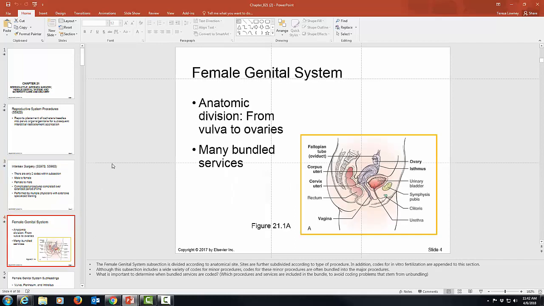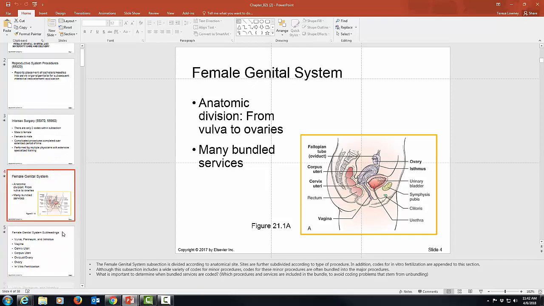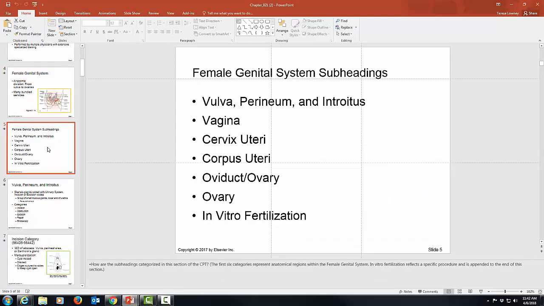The female genital system, there's an illustration here. There's another illustration also on page 672 in your textbook. It's just showing exactly all of the anatomic elements. And know that there's many bundled services in this section. The female genital section is a subsystem, has many subheadings. The vulva, peritoneum, vagina, cervix uteri, corpus uteri, oviduct and ovaries, and in vitro fertilization are the subheadings in this category.